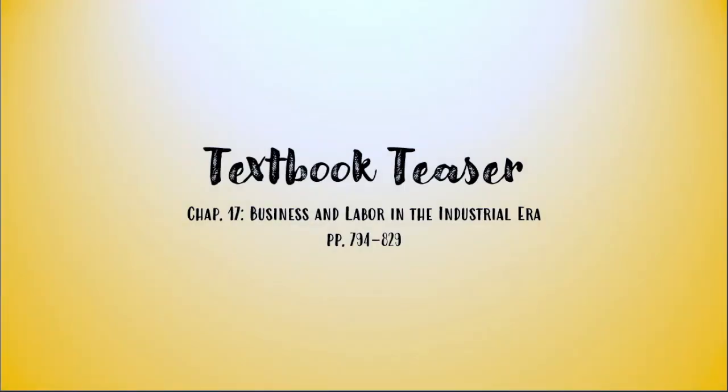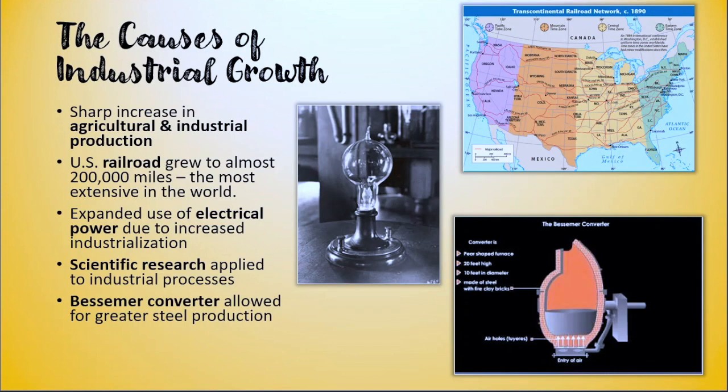Hey everybody, this is just a video to give you all a quick overview of what you'll be covering in your textbook reading for the week. Okay, so your first new reading this week, like you have some review reading, comes from chapter 17, Business and Labor in the Industrial Era, on pages 794 to 829. And we're going to look at the causes of industrial growth.